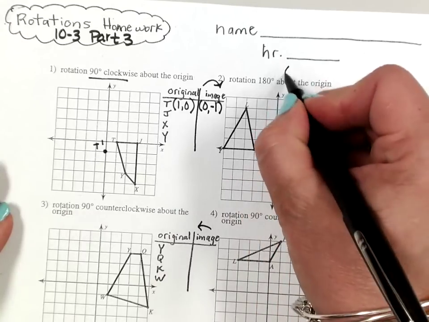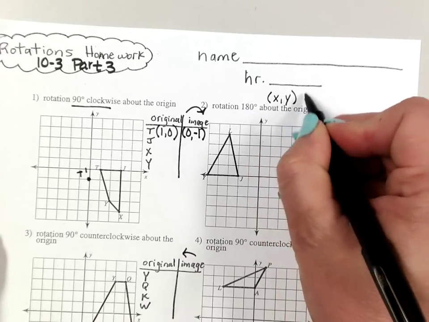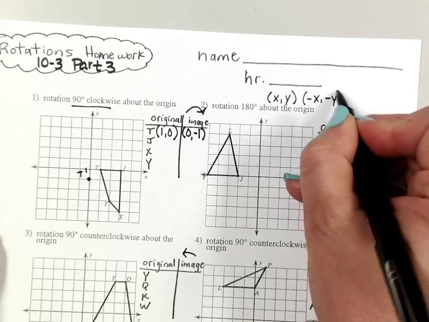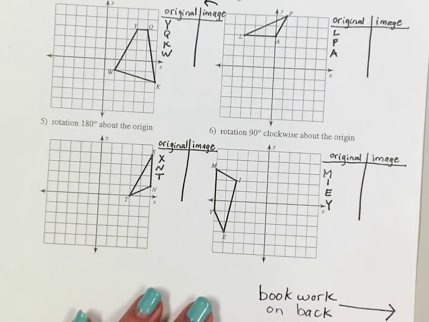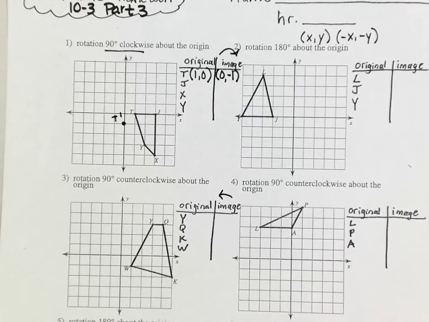For 180, that's the one where you have the X and the Y and then they both stay in the same order and both change to the opposite. Okay? This thing where it says bookwork on the back, there's no bookwork. So it's just these 6 for you to do for tomorrow. So I expect to see original points, image points, and drawn on the graph.